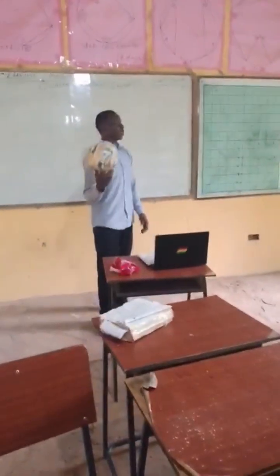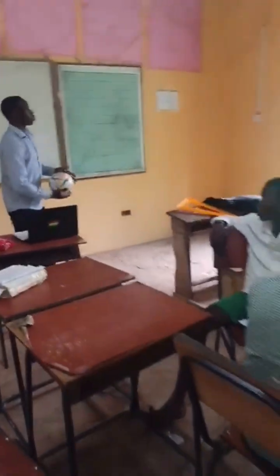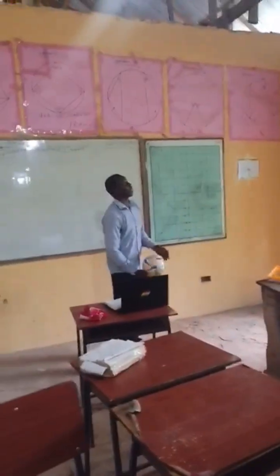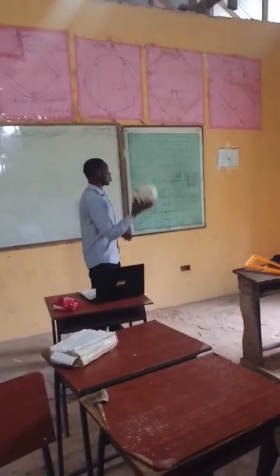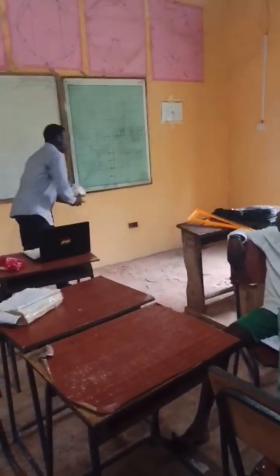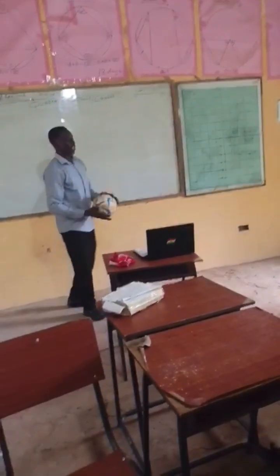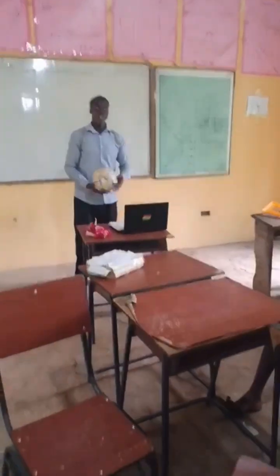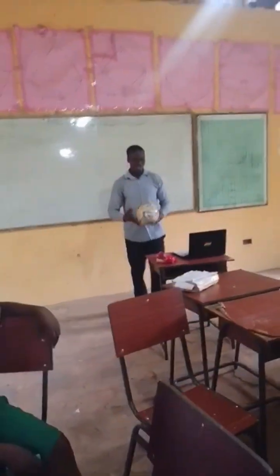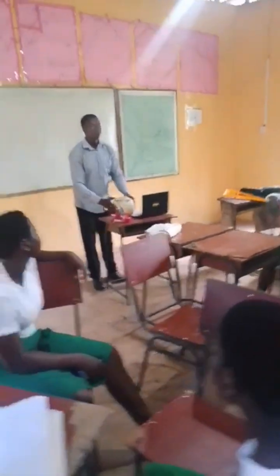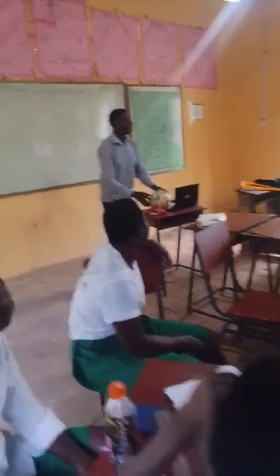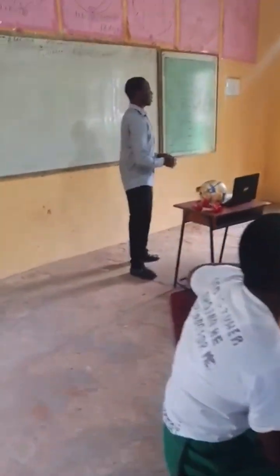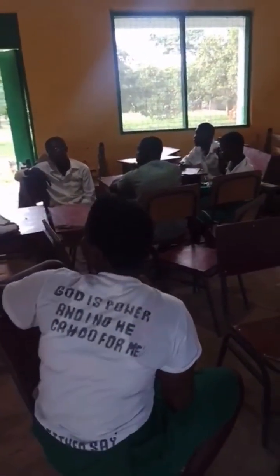This is a football. When I throw it to the air, or throw it at the wall, it bounces back. And when I throw it in the air, a kind of path is being created. What path is being created? Mohammed? A curve. Thank you.